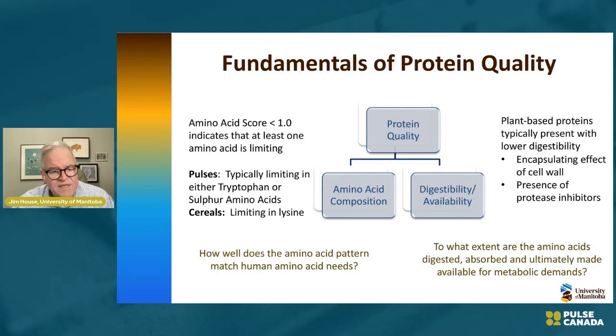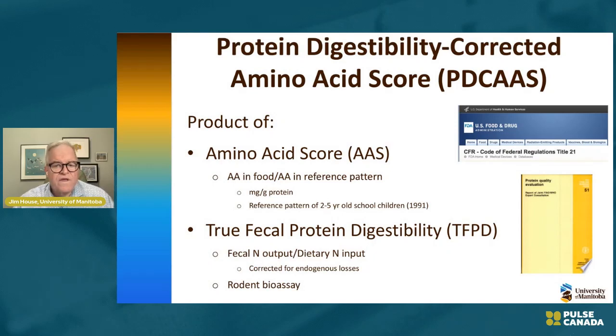Now, the PDCAAS method that we currently use in North America, as I mentioned, is a product of the amino acid score, which is the amino acid in food relative to the reference pattern. There's a couple of things that we need to keep in mind: this is defined in the regulations based on the methodology that should be used, in particular the reference pattern. And the current requirement for determining the amino acid score for PDCAAS calculations is to use the reference pattern of 2 to 5-year-old children, and that was based on the FAO 1991 report. That remains in the guidelines for both Canada and the US.